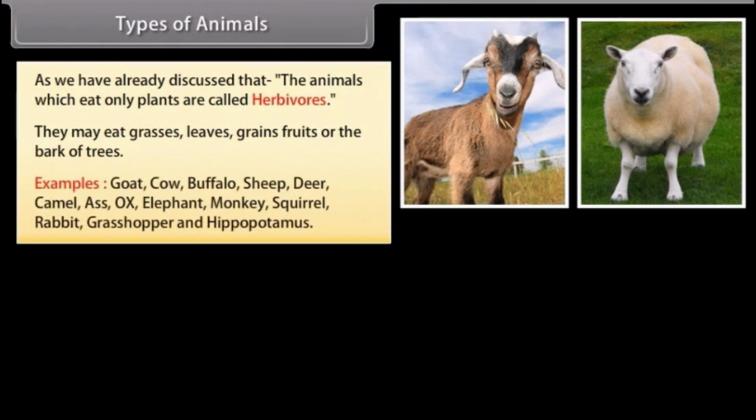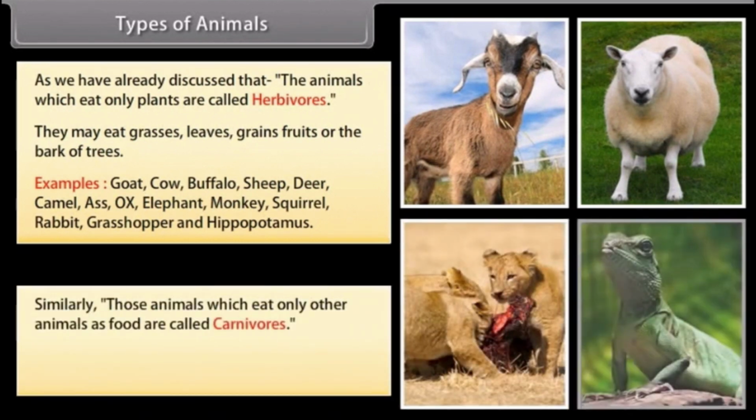Examples: goat, cow, buffalo, sheep, deer, camel, ass, ox, elephant, monkey, squirrel, rabbit, grasshopper, and hippopotamus.